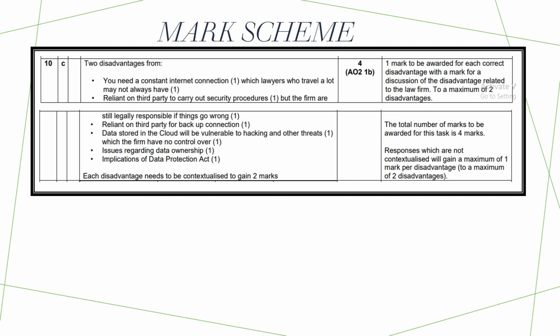Make sure that you've got a full explanation to get both marks, rather than just writing you need the internet. How is that relevant? You have to expand on it. So you need a constant internet connection, and if lawyers are traveling, they might not have access. So that's a full explanation of how it becomes a disadvantage.